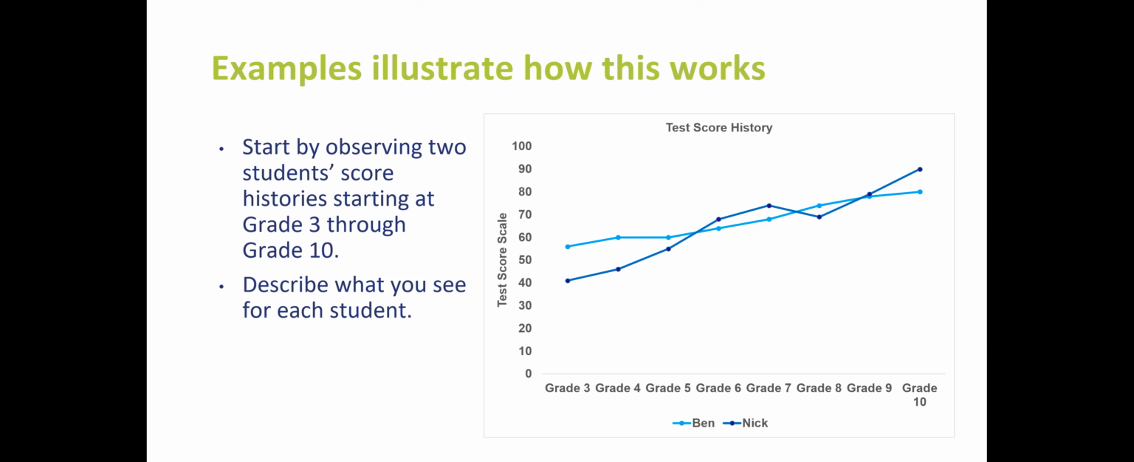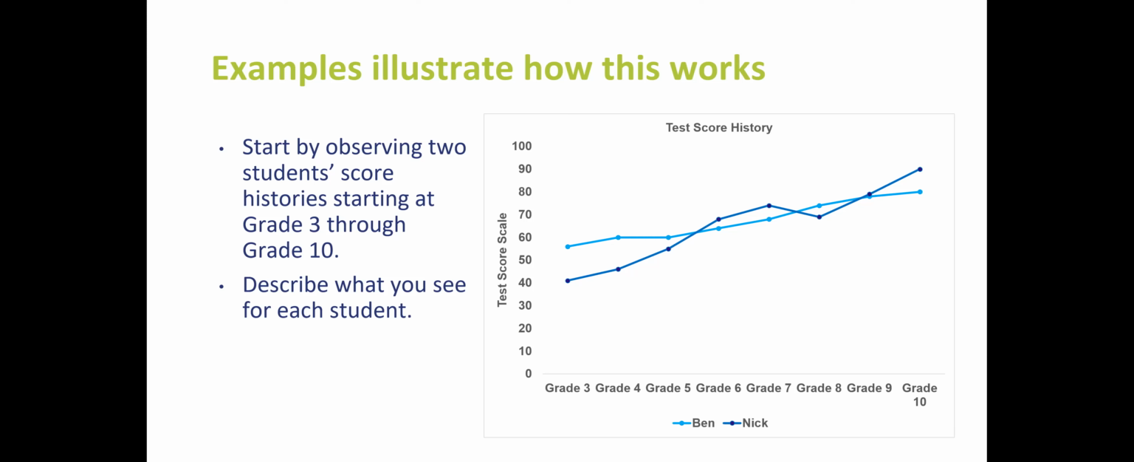For Ben, we see a trajectory. We see achievement scores that start in the middle of the score scale on the left. And each year, Ben has slightly higher scores than the prior year, except for in grade 5, where Ben's score is almost the same as in grade 4. But each year, slightly higher achievement scores until grade 10.